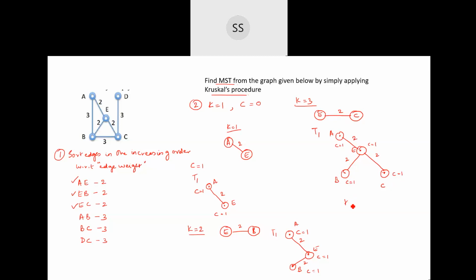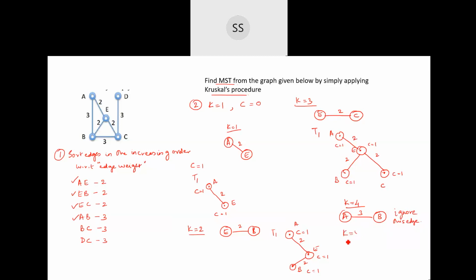Otherwise, I'll take the next edge, that is AB. I'll consider AB. What is the weight? It is 3. I check whether AB belongs to the same tree. So I find that they belong to the same tree. So I will ignore this edge. You have to write the reason also, that AB belongs to the same tree T1. That's why we ignore this edge. Like that you have to write.